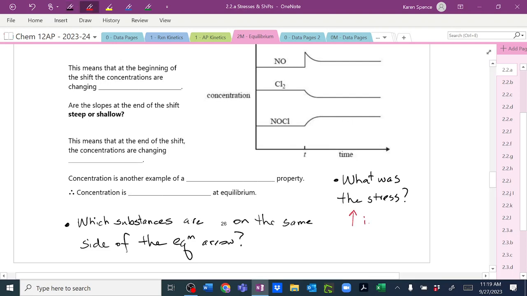Yeah, it was an increase in the concentration of NO. Okay? Because we see, oh look, NO increased. Now, which substances are on the same side of the equilibrium arrow? Cl2 and NO. There's a couple ways you can tell. What's one way you can tell?